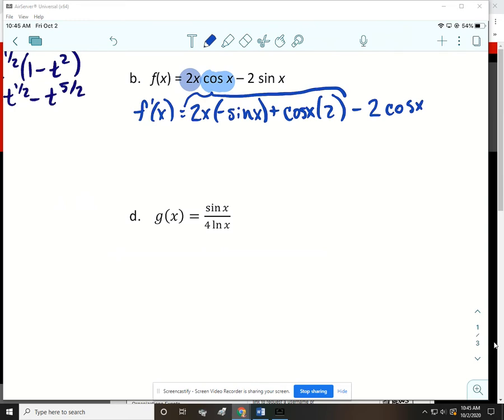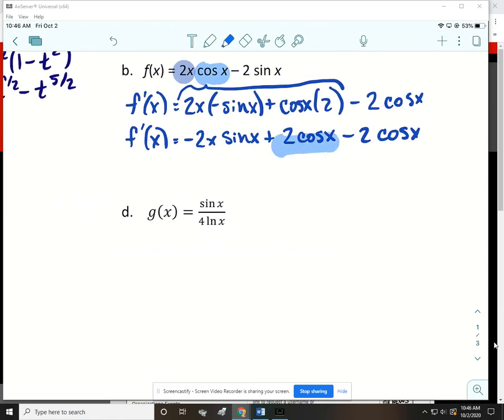All right, and I am going to clean this up a little bit. So I will multiply 2x times the negative and get negative 2x sine of x. All right, and then my coefficient is going to go in front of the cosine. All right, so over here, when I do 2 cosine minus 2 cosine, they subtract away. So we're just left with negative 2x sine of x.